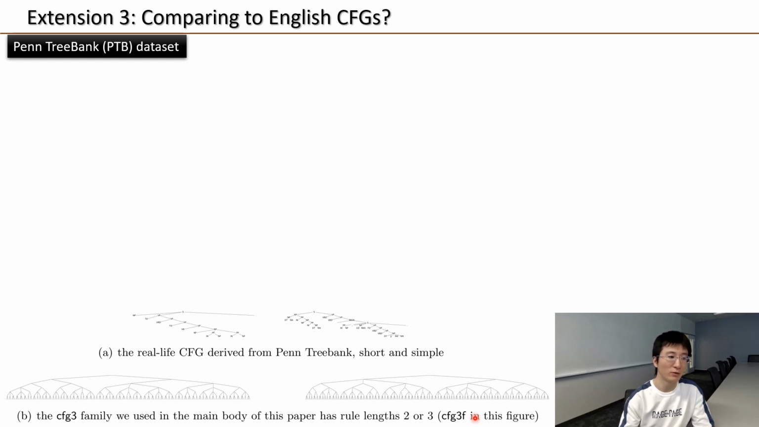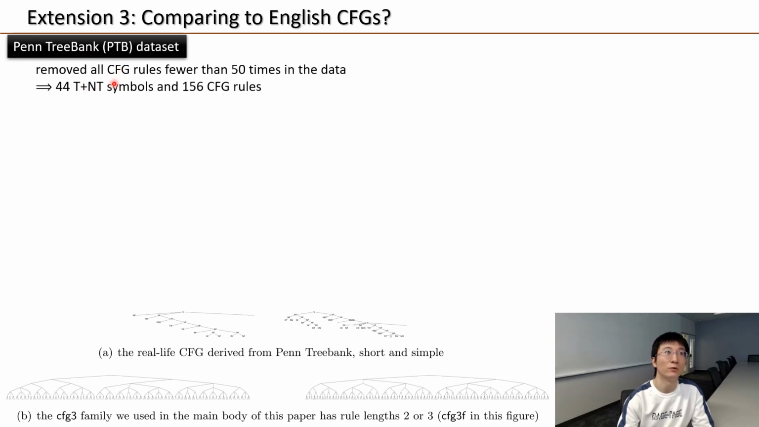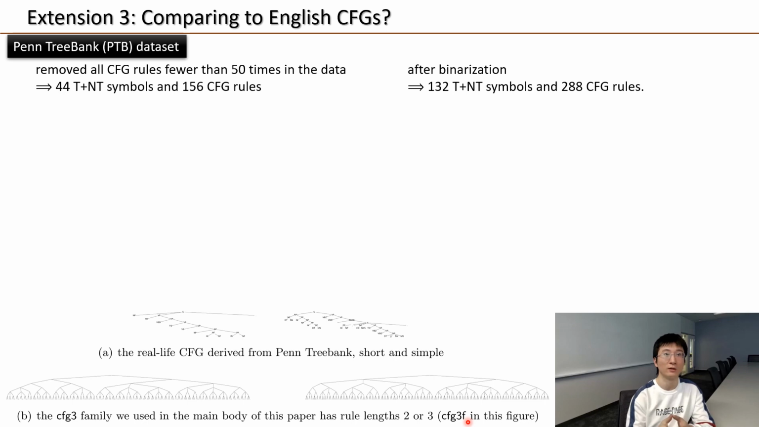And here, to make this comparison a bit more precise, let me explicitly say what CFG we used from the English CFG. We derived it from the Penn Treebank dataset, in which we removed all of the CFG rules that showed up fewer than 50 times in the data. That results in this number of symbols and this number of CFG rules. And we also binarize it so that after the binarization, it has this number of symbols and rules. We removed those less frequent CFG rules for the same reason as our CFG3F, because in this paper, we do not want to focus on those that have very low probability to show up. We want to disentangle the issue of the probability for a rule to show up versus the difficulty of the CFG, from the tree structure and so on. In any case, we construct the CFGs in this way.